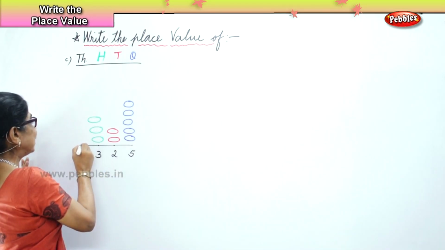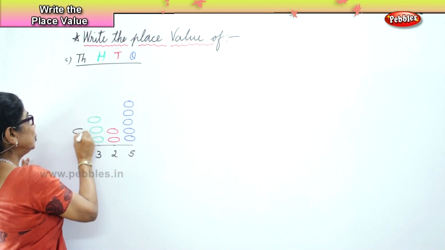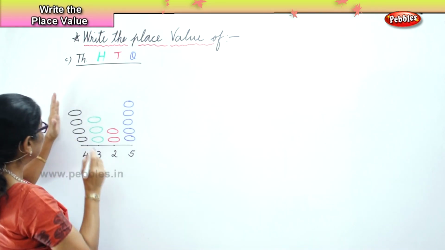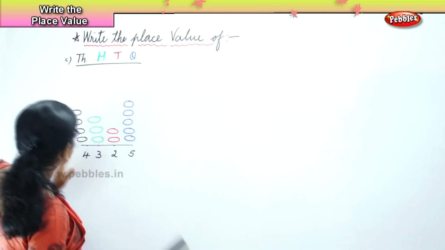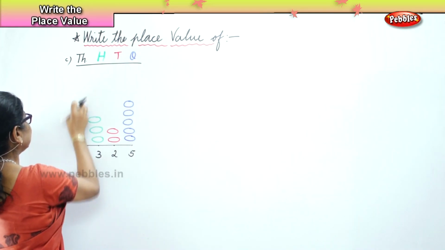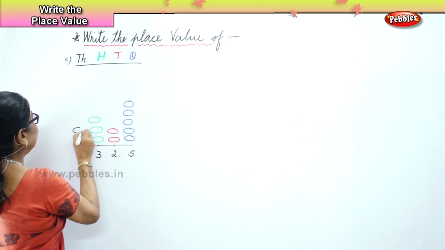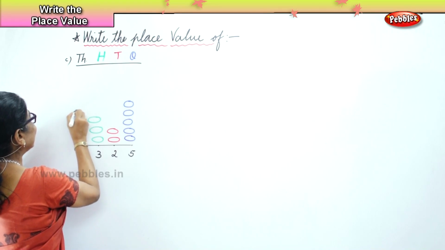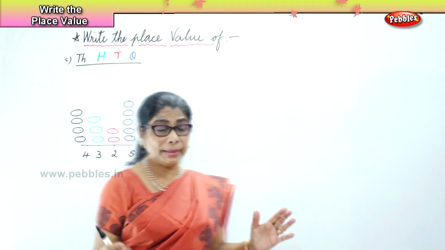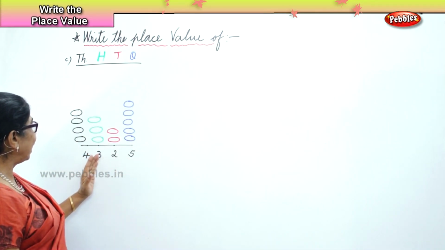So how many beads shall we draw? 4. 1000, 2000, 3000 and 4000. So you draw 4 beads for 4000. Alright? 1, 2, 3 and 4. And next, having put all the beads correctly, 5, 2, 3 and 4.